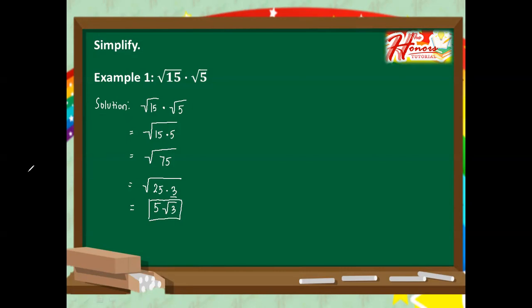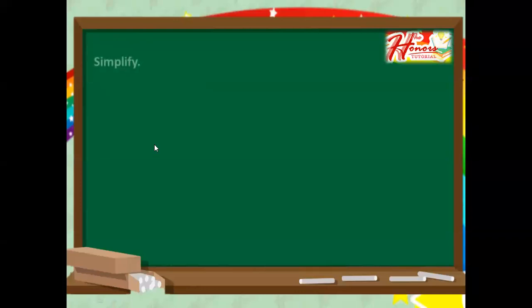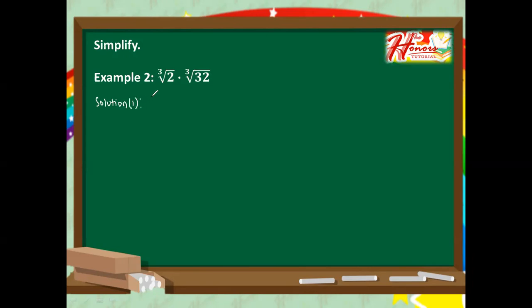Let us have another example. For example 2, we have here the cube root of 2 times the cube root of 32. There are two ways of solving it. Let me just show you first how we are going to solve it in the first method. So this is the easiest that we can have. Solution 1. Let's copy the given. That's the cube root of 2 times the cube root of 32.